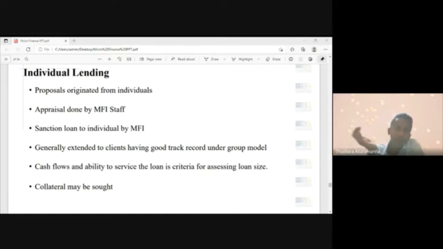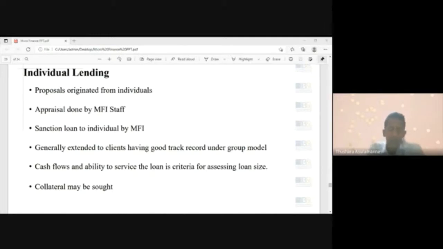So that's why they come to this level, and then the bank or the non-financial organization or the microfinancing institution is happy to deal with these people individually. And the loan sizes are a bit high, the ticket size is also high. Cash flows and ability to service the loan is the criterion for assessing loan size.